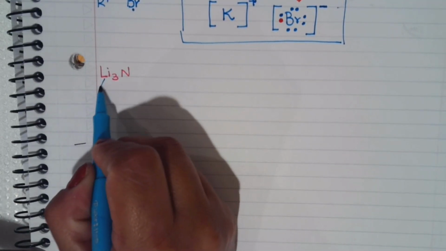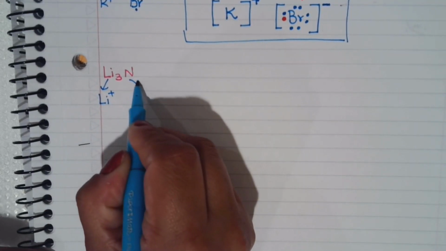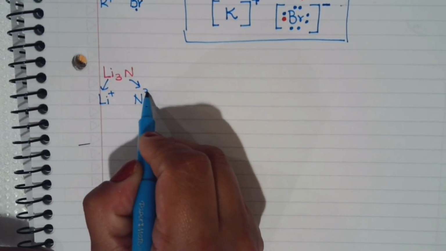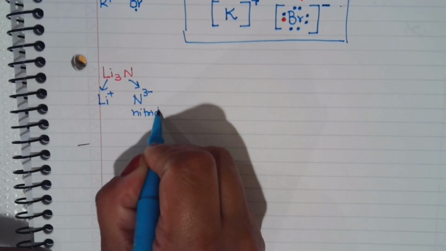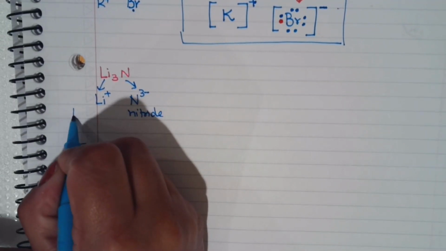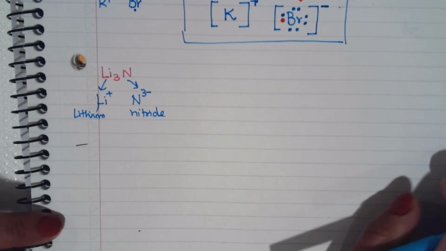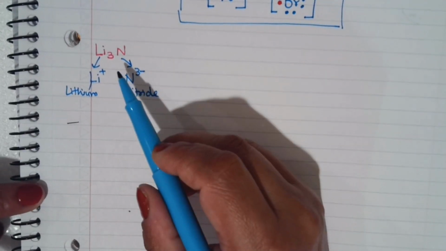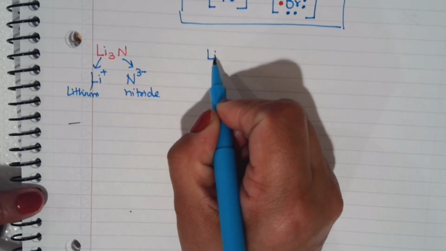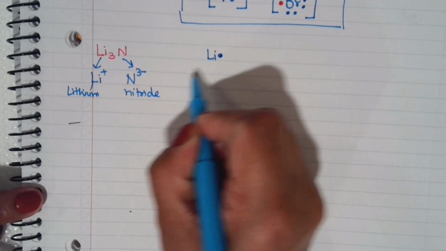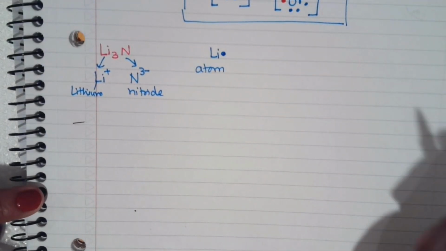The cation is lithium and the anion here is nitride ion. So this is nitride, right? And then lithium ion, right? So now let's see how we draw the Lewis dot structure of lithium. So lithium is group 1. It has only 1 valence electron. So that is lithium atom, right?